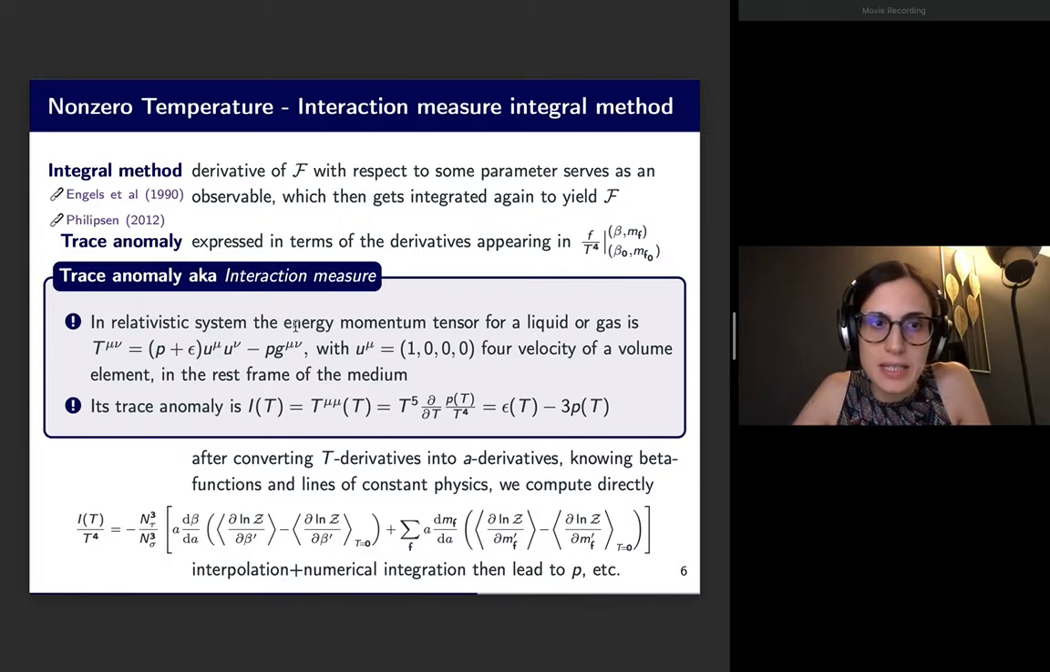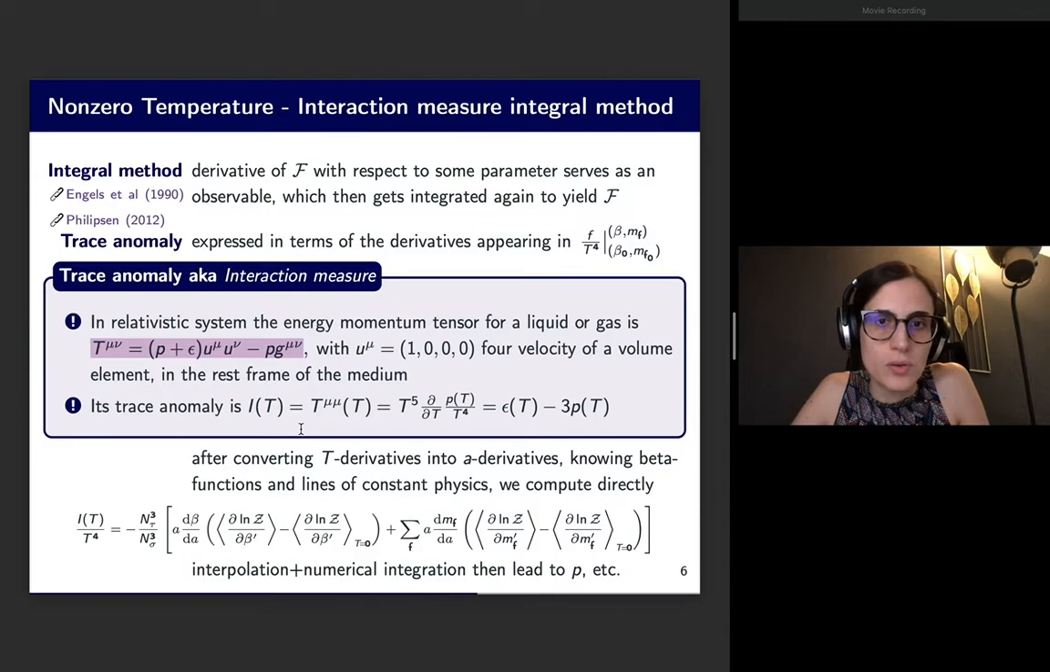In a relativistic system, the energy momentum tensor for a liquid or gas has this expression that I'm reporting on the slide, where u mu is the forward velocity of a volume element in the rest frame of the medium. In this context, the trace anomaly is just the trace of this tensor, and one can work out expressions for the trace anomaly, where you can see that it is basically a temperature dependence of the pressure over T to the power of 4, and one can even work it out explicitly and see that it is some specific combination between the energy density and the pressure density.